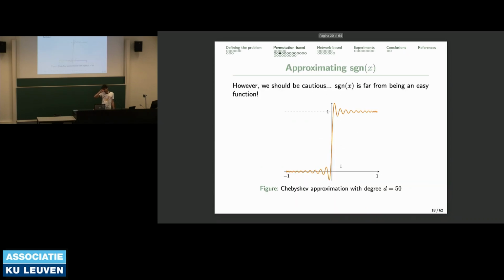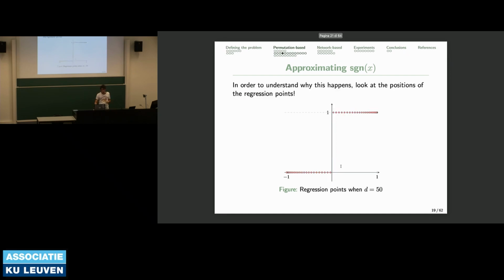The thing is, if we try to apply Chebyshev polynomials to the signum function, we'll get a polynomial which behaves like this, which is something that we don't really want. And if we look at the position of the regression points, it's kind of easy to understand why, because there is that large jump in the origin, which is something that we want to avoid.